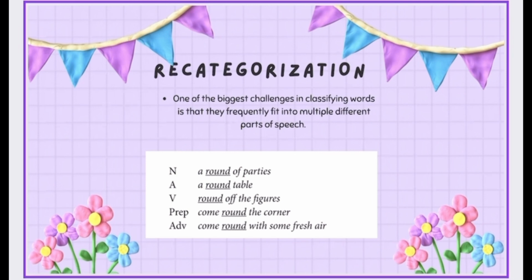Recategorization. One of the biggest challenges in classifying words is that they frequently fit into multiple different parts of speech. For example, the word round can function as a noun, an adjective, a verb, a preposition, and perhaps even an adverb.